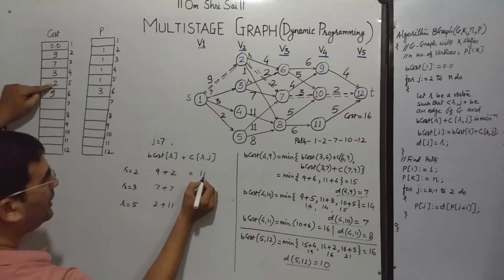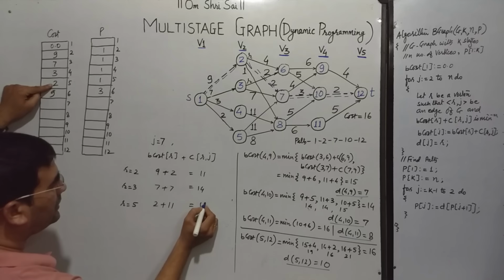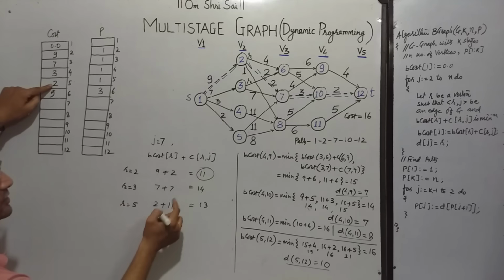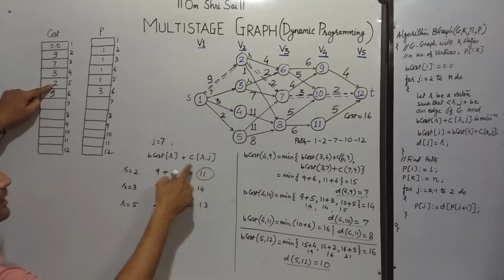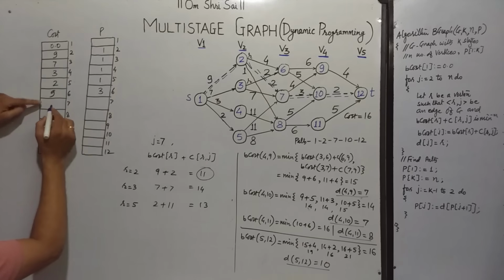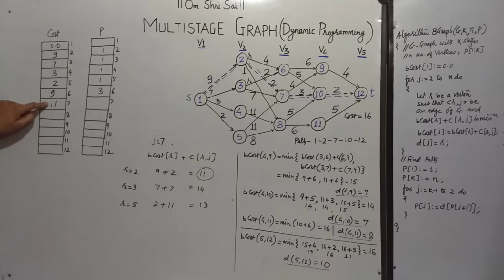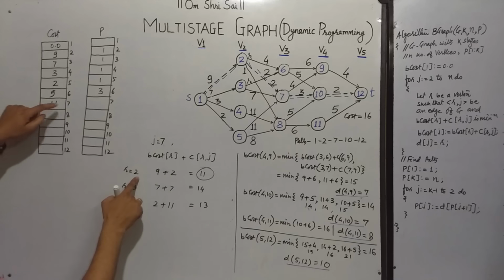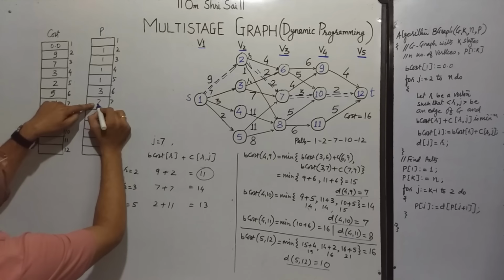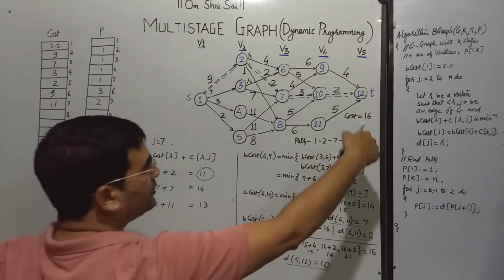Now what is that is 11, that is 14 and that is 13. What is the minimum value, that is 11. So this will be cost which will be updated as j is equal to 7. So j is equal to 7 पर we will update the value 11 and this minimum r, that is r for which this cost is minimum will be updated over here. So here it will be 2. Now next loop will continue.